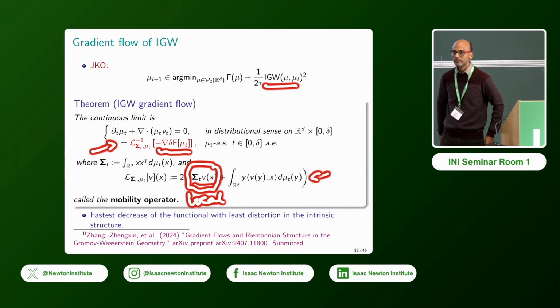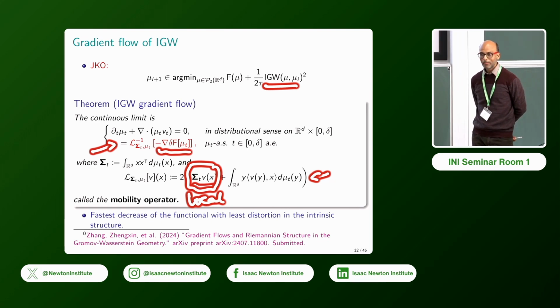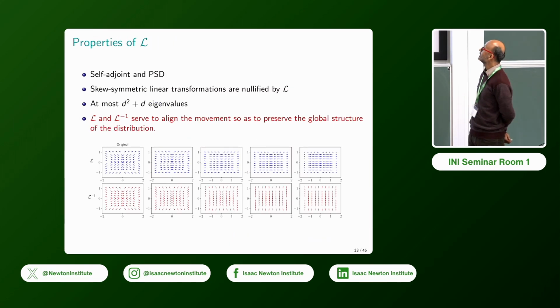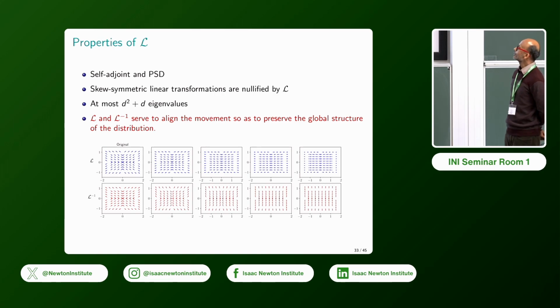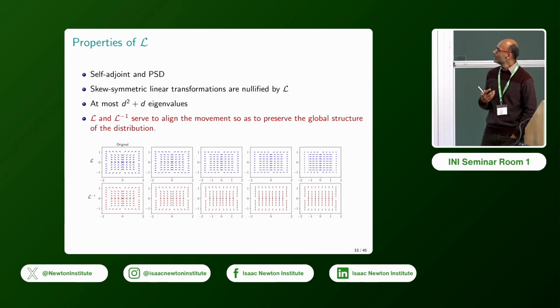Is there an inversion? Is it always invertible? I'll talk about it now. It's not invertible. The null space of this operator is the skew-symmetric linear transformations. So when I talk about the inverse, I'm looking at the inverse on an invariant subspace of this operator.